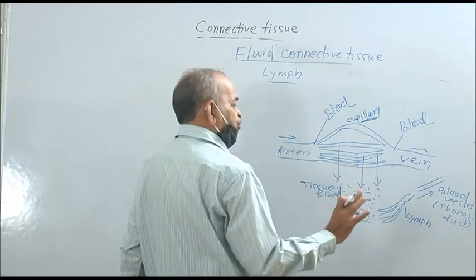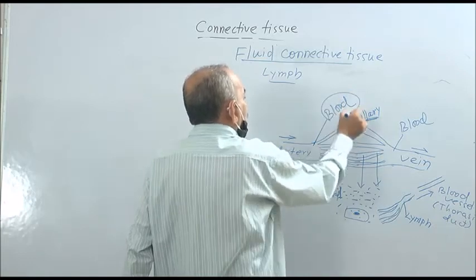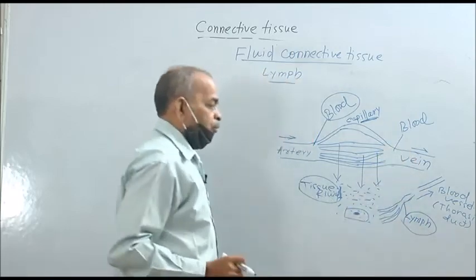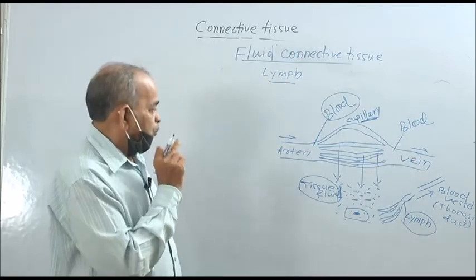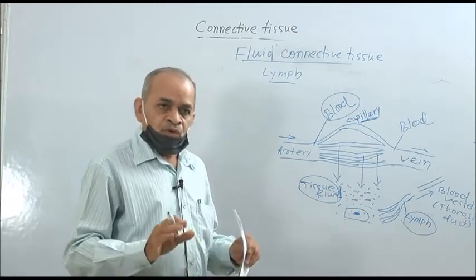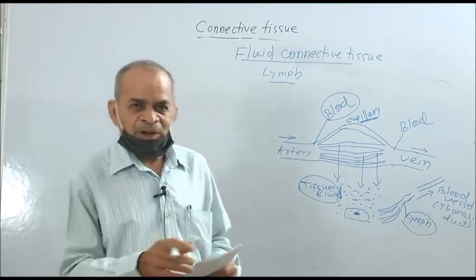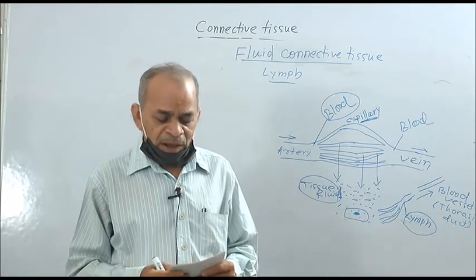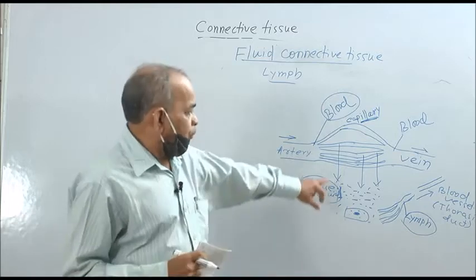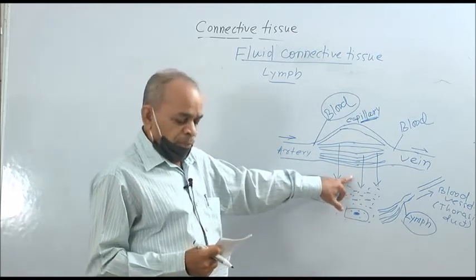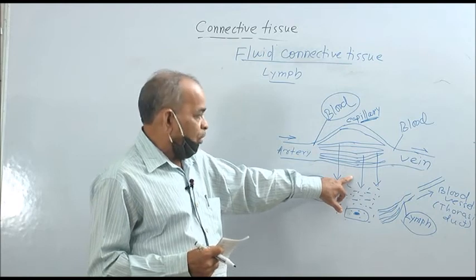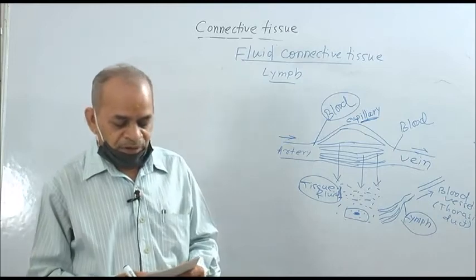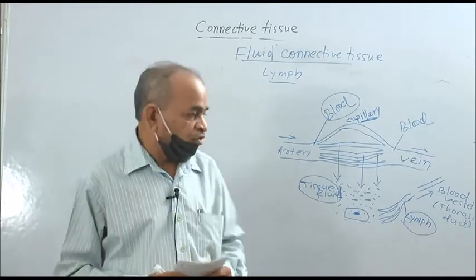So, three types of fluids here: blood, tissue fluid, and lymph. They are similar, you can say. The tissue fluid is a part of the blood plasma that comes out of the blood capillaries into the intercellular substance.